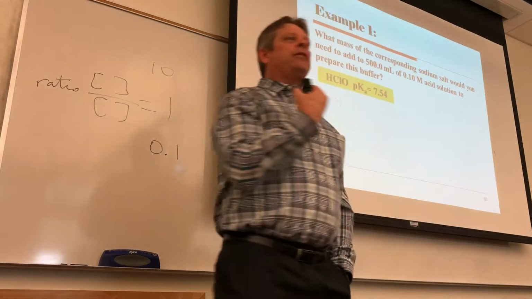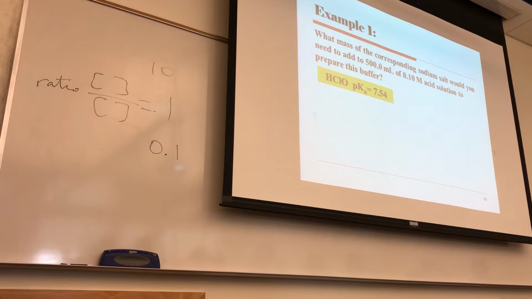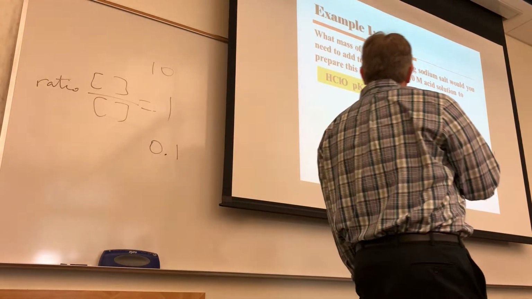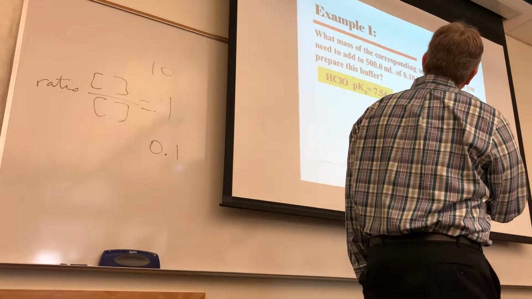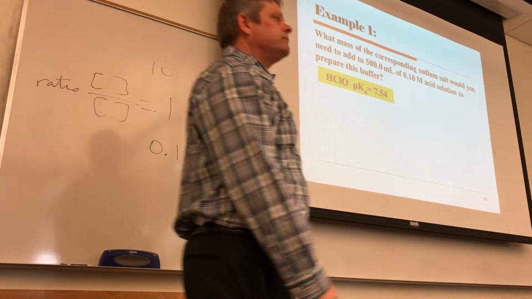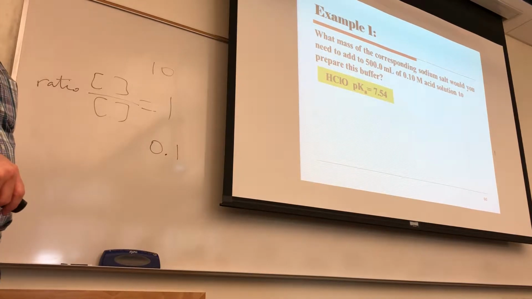So I'm starting with it as just a container in a laboratory, right? I have a container of a solid, and I'm just going to scoop some amount of that out. And what I'm asking is, how much of that do I scoop out to add to 500 mL of a 0.1 molar acid solution to prepare this? What do I do?